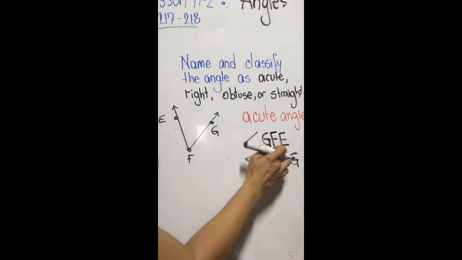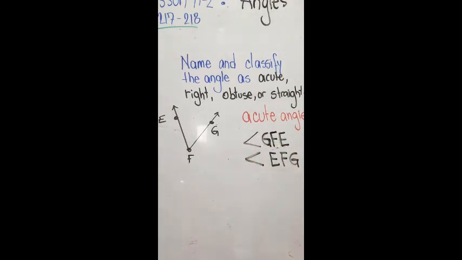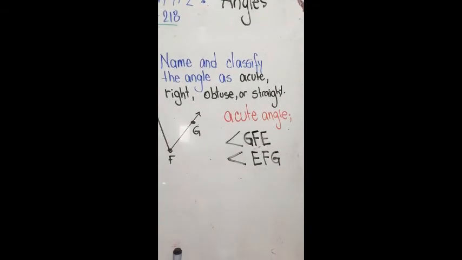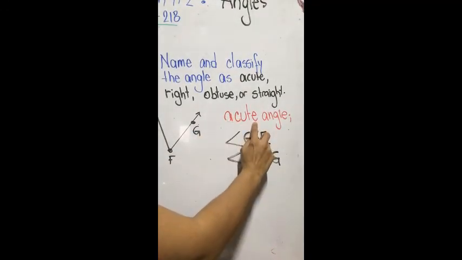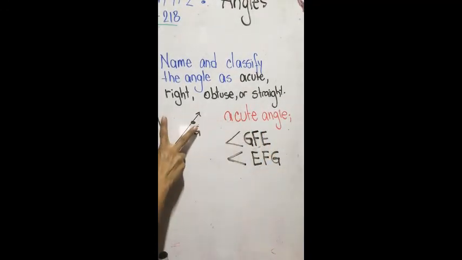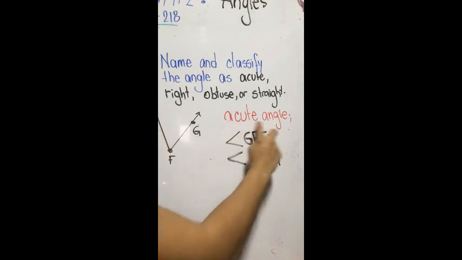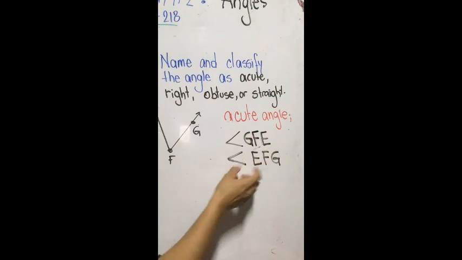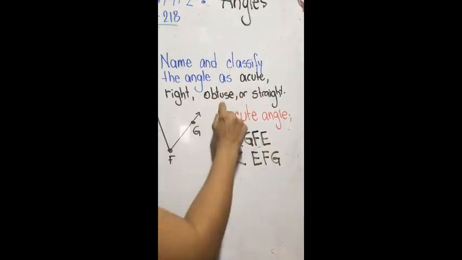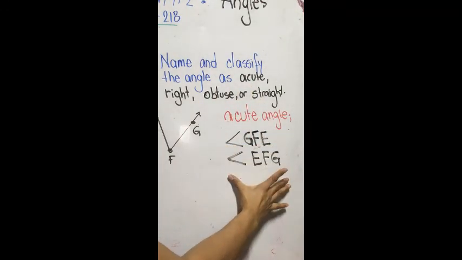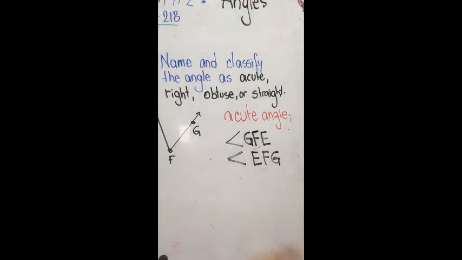Okay, remember? That's what you have to do in your homework. You need to name the angle. Remember, it looks like a scissor, so it is an acute. Name the angle. Classify the angle as acute, right, obtuse, or straight, and name the angle. You have 3 different forms.